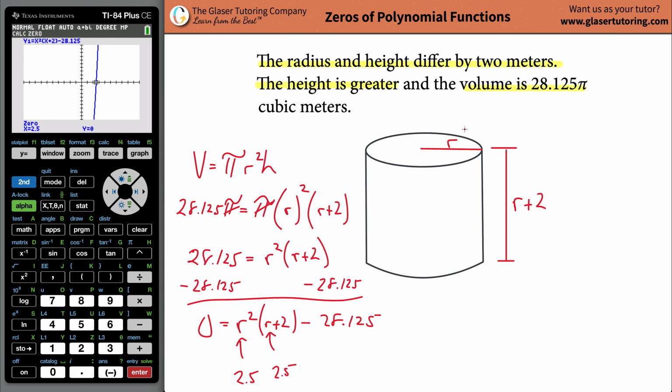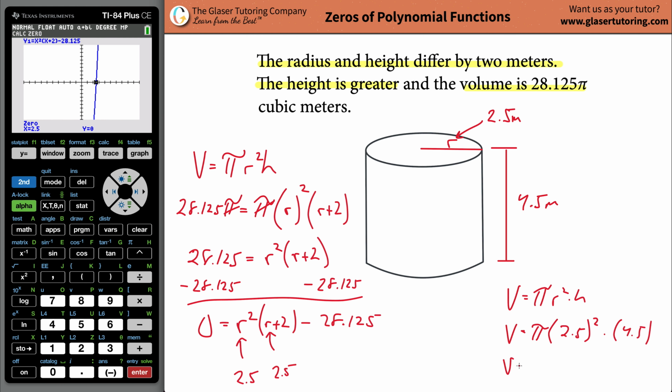So in other words, what we just found is that the radius is going to be equal to 2.5. And if the radius is equal to 2.5, and you know that the height here was 2 meters more, then the height should be 4.5 meters. And let's just see if this works out nicely. So remember, the volume is equal to pi r squared times the height. So the volume is equal to pi times the radius squared, which is 2.5 squared, times the height of 4.5.